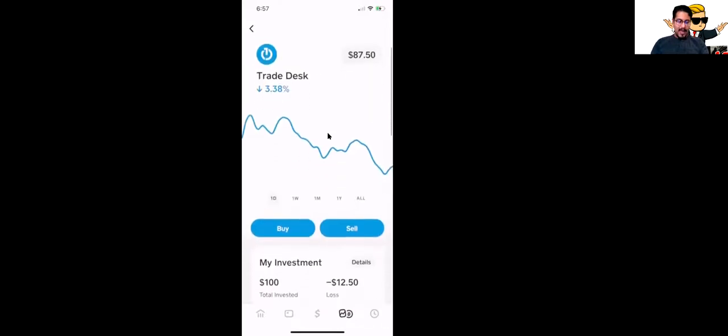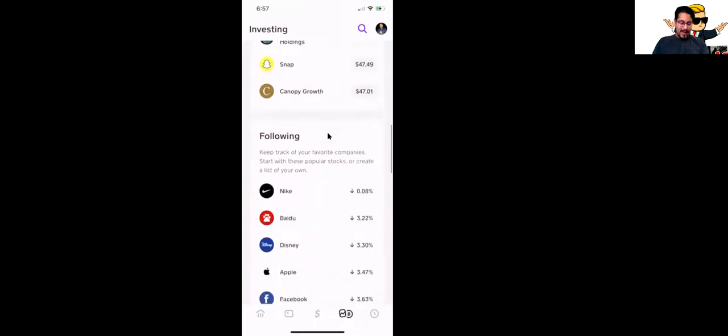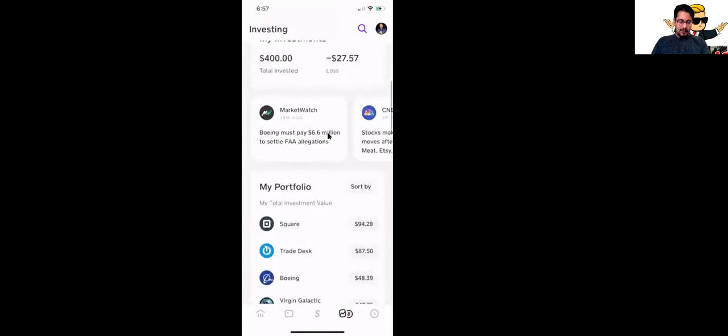That's the thing I love about the Cash App: it allows you to buy fractional shares. So you don't have to worry, especially if you have a small account. You can even buy stocks with as little as $1, which is what I love. That's the reason why I really like this.